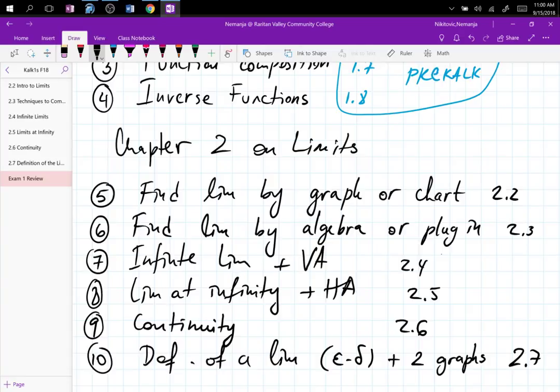2.1 is not featured on the test because that is part of 3.1. It will be featured on your next exam, obviously, exam 2. And also calculations from 2.7 are not featured on the exam, but you have to know the theorem and the definition, which I presented earlier in the class.